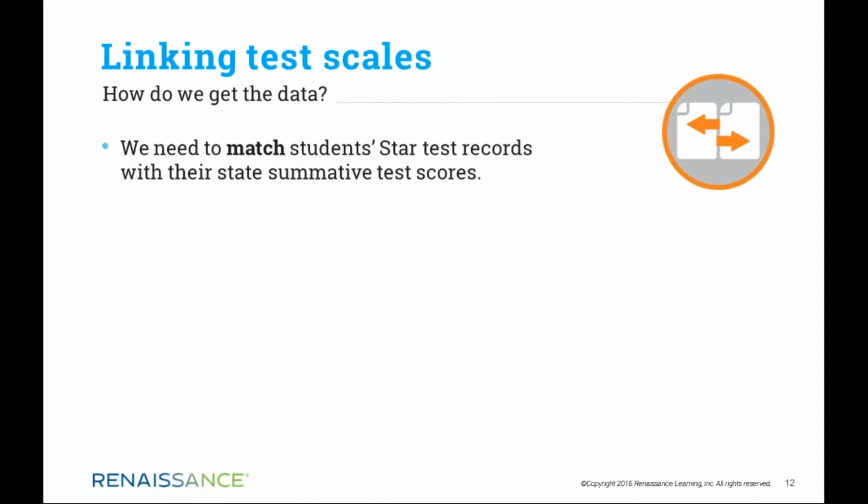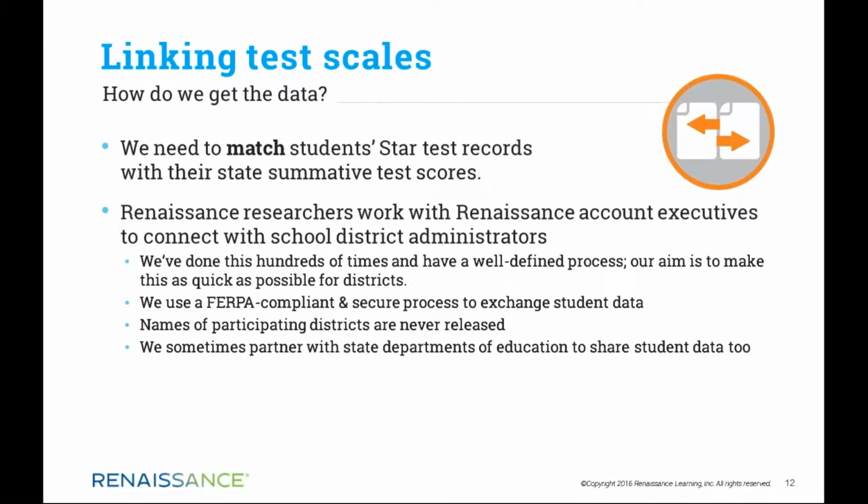This begins by doing a study. We need actual student records. We need to match student STAR scores with their end-of-year state summative test scores. To do this, we go out and beg for data. We ask districts if they would be willing to provide their state summative scores, and if we could match those with the STAR scores. Many districts are very open to doing this because they see the value.